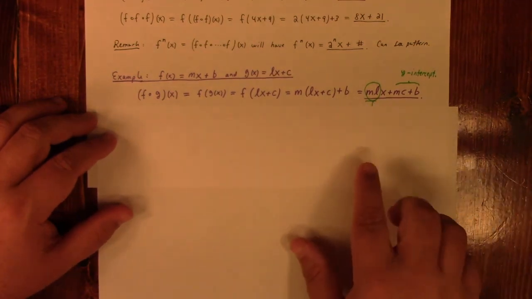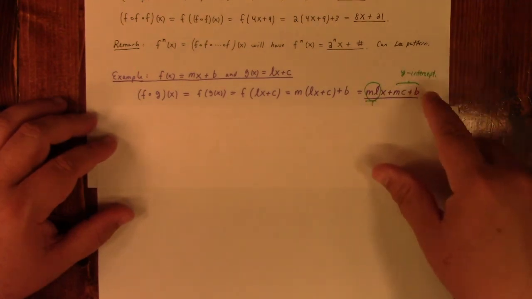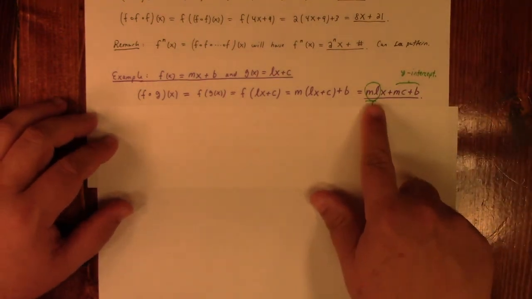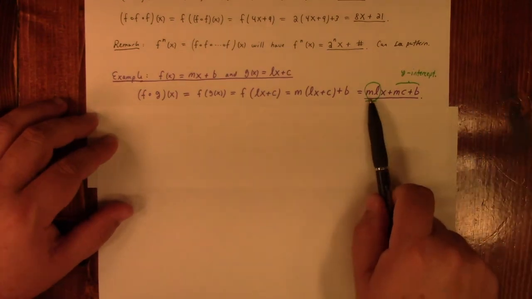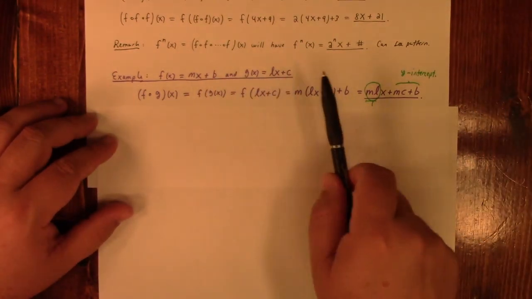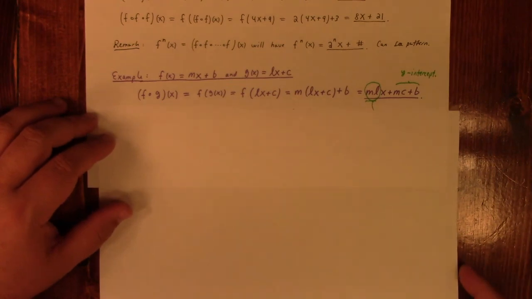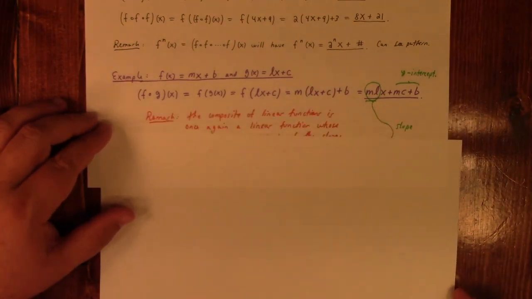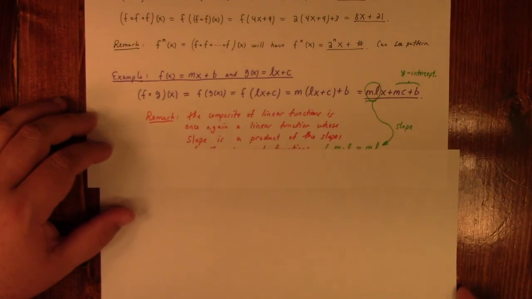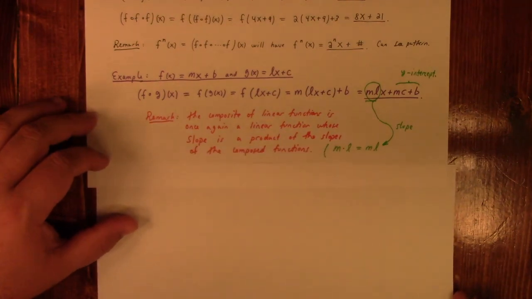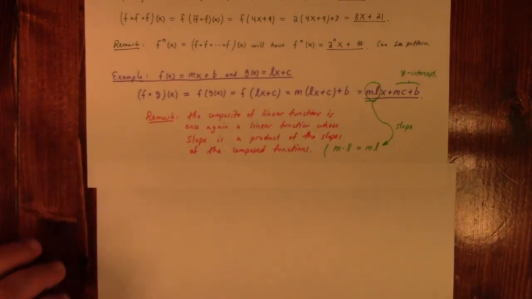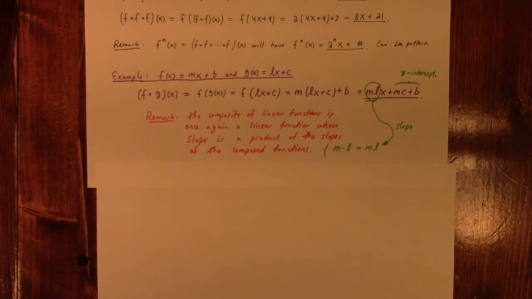So if you look at that, the slope is ml, and the y-intercept is this thing over here. But the larger point is that the slope is a product of the slopes of the linear functions which are composed. That's pretty neat. So the composite of linear functions is again a linear function whose slope is the product of the slopes of the composed functions. For what it's worth, this is actually the source of the chain rule in calculus. So I'll just tell you that, and if you come take Calculus 1 with me sometime, then I'll explain that to you in more depth.